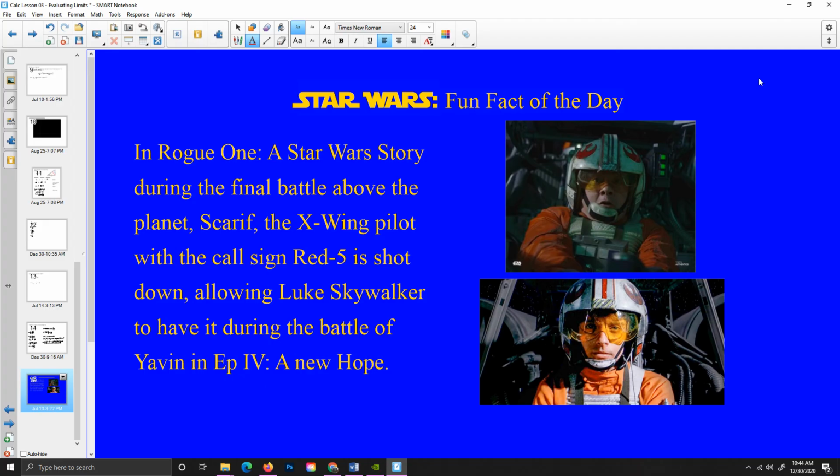The Star Wars fun fact of the day. In Rogue One, a Star Wars story, during the final battle above the planet Scarif, the X-Wing pilot with a call sign of Red 5 is shot down, allowing Luke Skywalker to have it during the Battle of Yavin in Episode 4, A New Hope. So there's fan service galore in Rogue One.